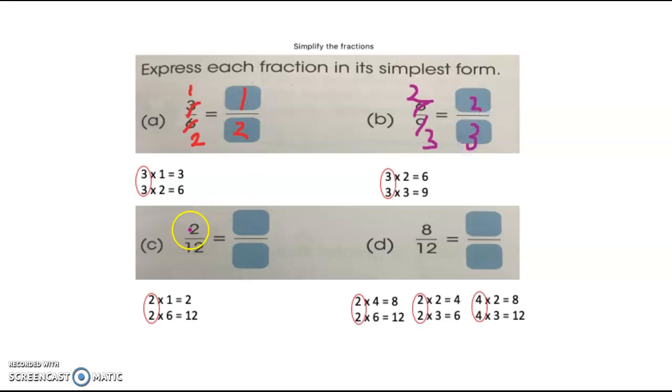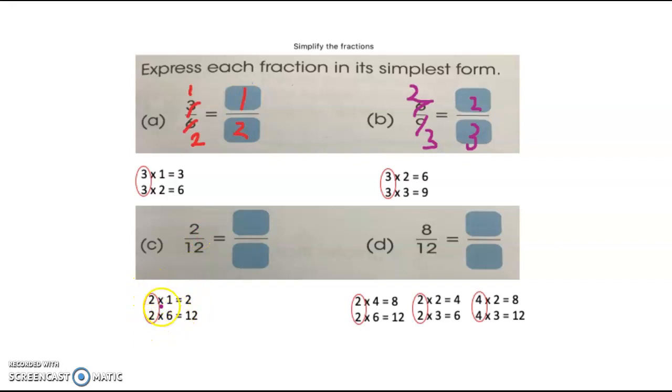Okay, now look at this one. So 2 and 12. Look, is 12 a multiple of 2? Of course, yes. In the 2 times table, I can get 12, isn't it? That is how much? Let's guess. 2 times 6 is 12, yes. So here I have written the rough work. You can also do it like this, so it will be easy for you. 2 times 1, I get 2. 2 times 6, I get 12.